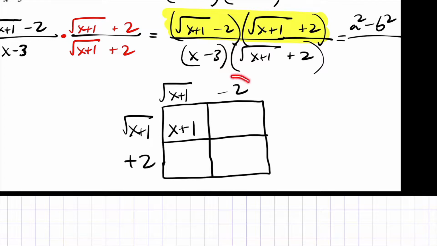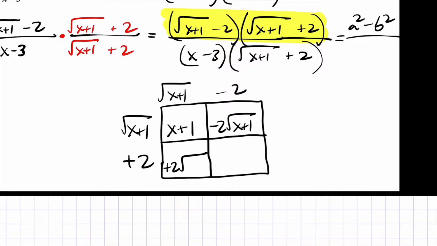Next one. What do I get when I multiply negative 2 times the square root of x plus 1? Exactly. Negative 2 cannot multiply with x or plus 1 because this guy doesn't have a root and this guy has a root. So I just write negative 2 square root of x plus 1. Same thing with the bottom. Instead of a minus in front, it's a plus in front. And then negative 2 times positive 2, negative 4, just a regular negative 4.